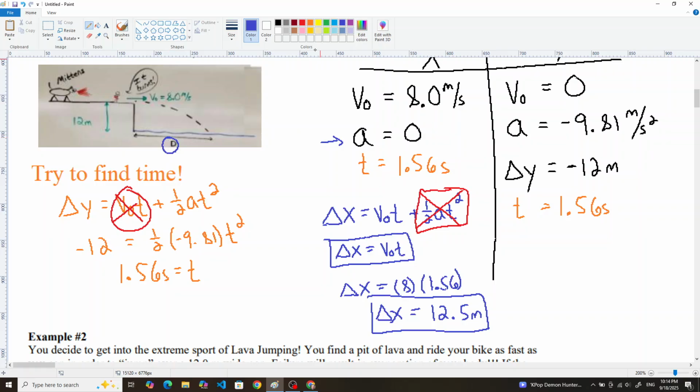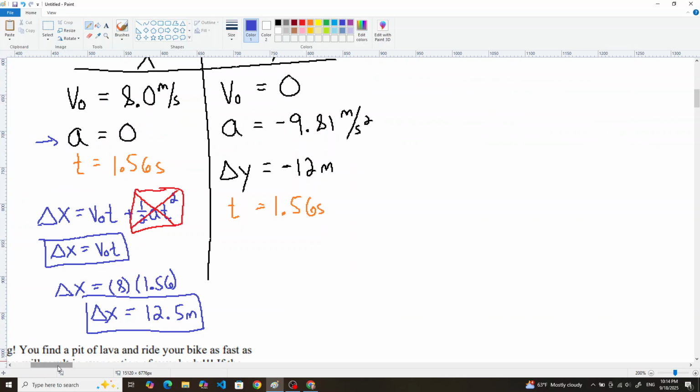The next thing I need is the final velocity. So that's going to be a composition of the x direction final velocity, which is 8, because velocity in the x direction is constant, as well as a composition of the y direction final velocity, which we can solve using the first formula.